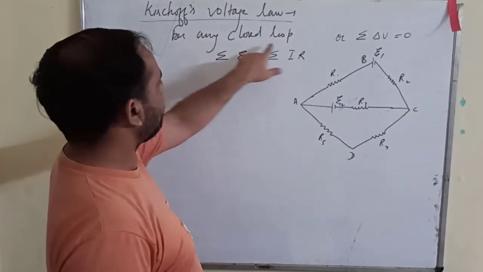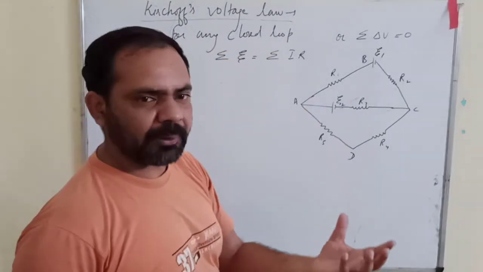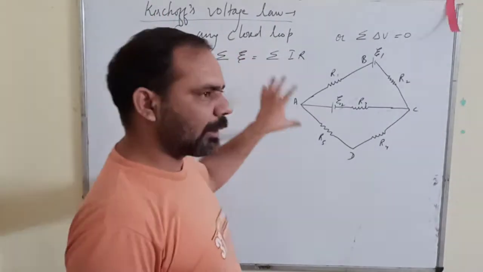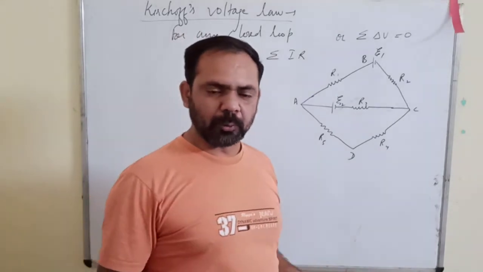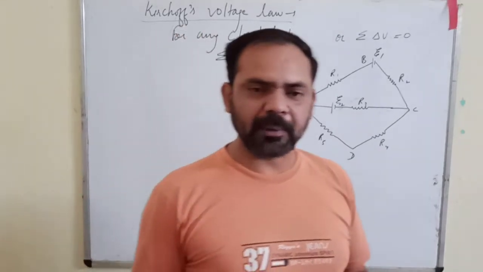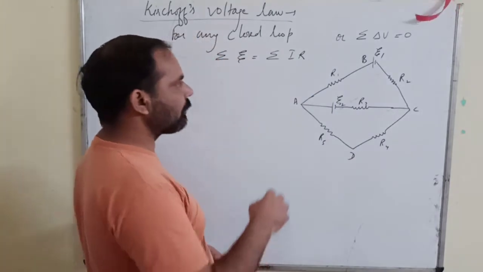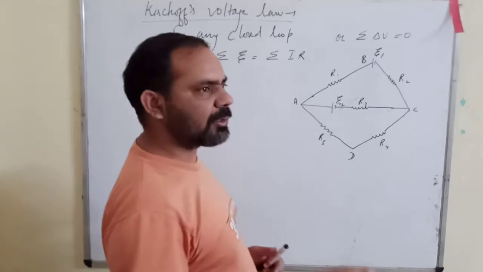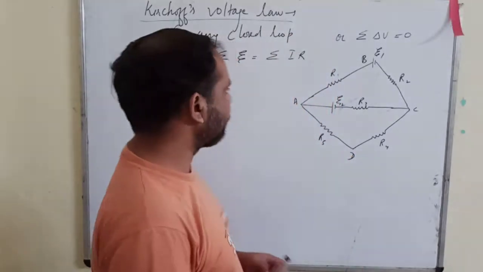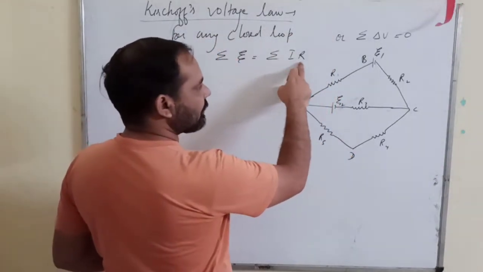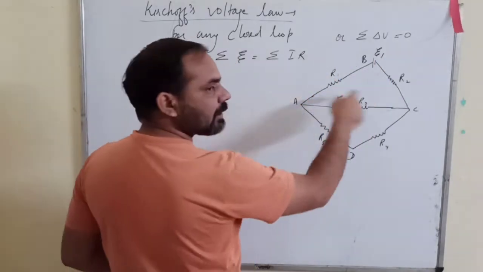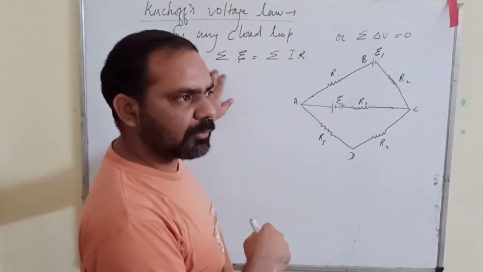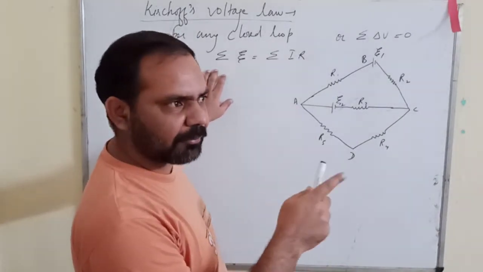You can mark this closed loop. It should not be an open loop, right? For a closed loop, the total sum of EMF in the loop is equal to the total sum of the product of current and resistance in the individual branches. This is current and resistance in the individual branches. Their sum is equal to the total EMF of the loop. Okay, total EMF of the loop.